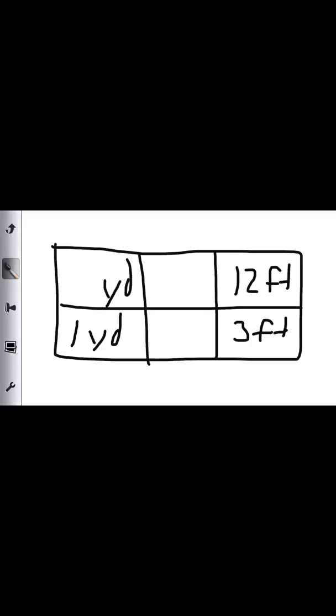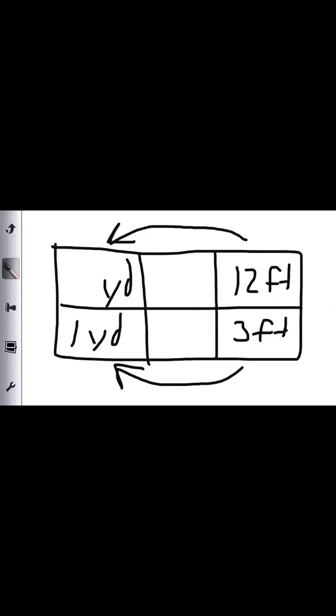And so now what I'm going to do is draw an arrow to the unknown. I'm going to draw the arrow from the 12 feet over to our unknown amount of yards. And I'm going to draw the same arrow, another arrow in the same direction down below. So I'm moving from 3 feet to 1 yard.